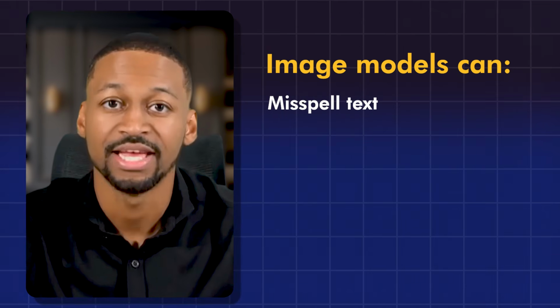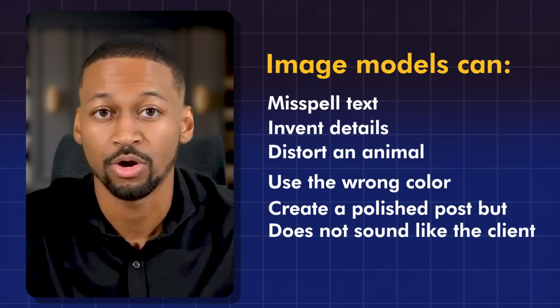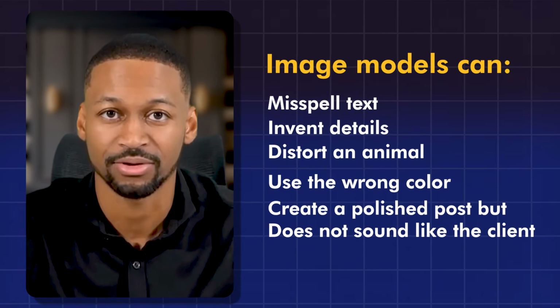Here is the reality check. One prompt launches the workflow. One prompt does not eliminate oversight. Image models can misspell text, invent details, distort an animal, use the wrong color, or create a post that looks polished but does not sound like the client.